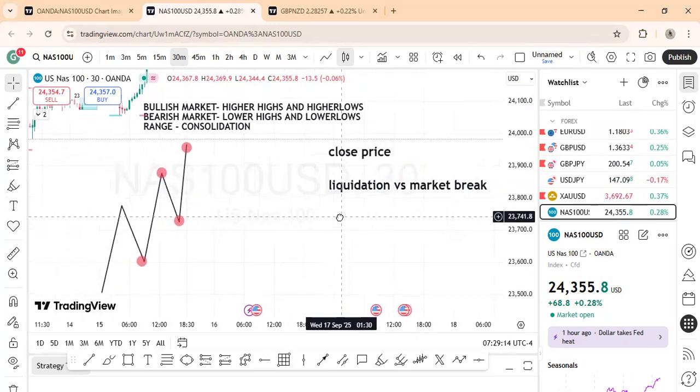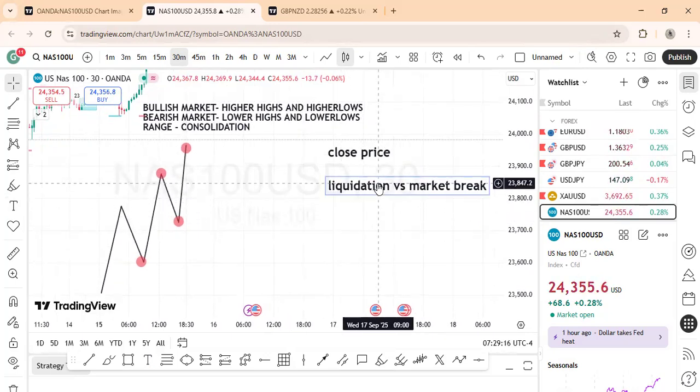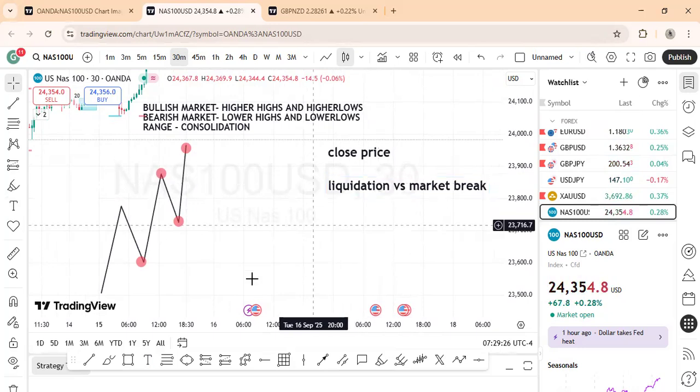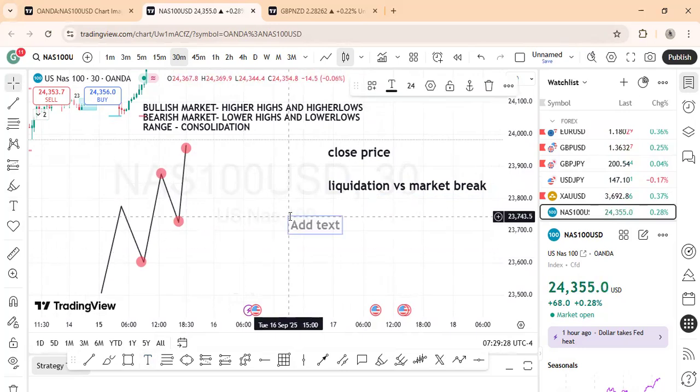Right. So what is the difference between the market liquidating or the market breaking structure? Now I must point out something. When I say break of structure, I mean that the market is making a new high or a new low, right? We have two kinds of break of structure: trend continuation and trend reversal. So we have two kinds of market structure, and I'll talk about that as we continue.